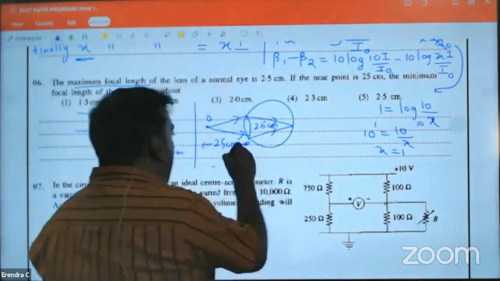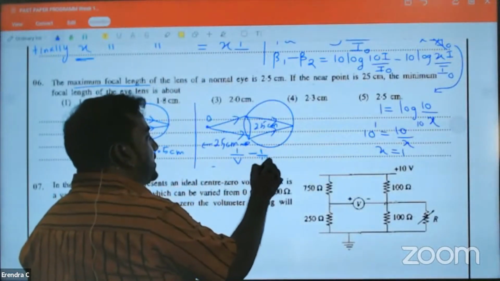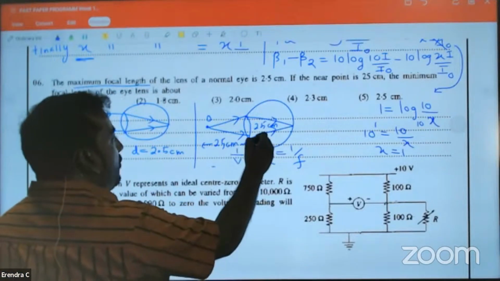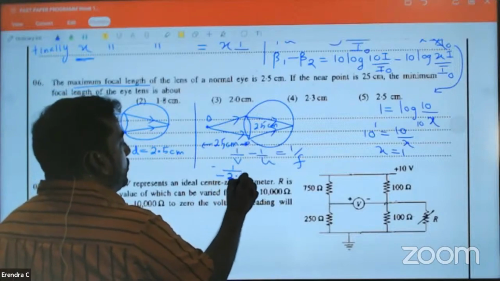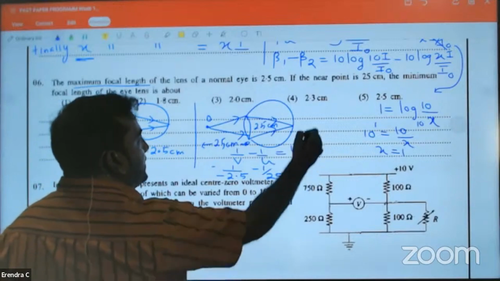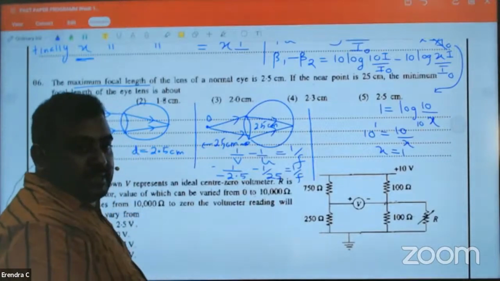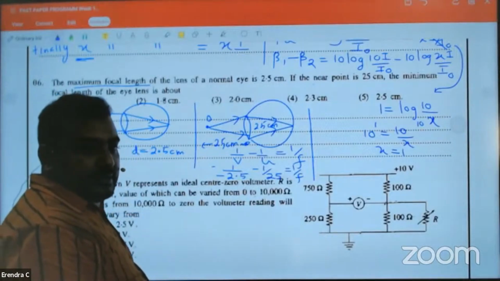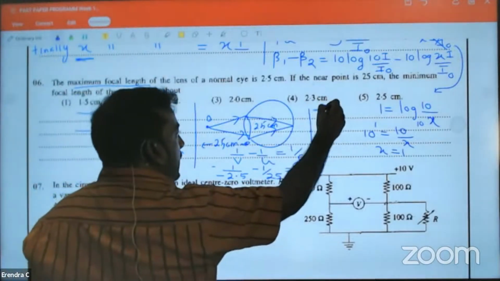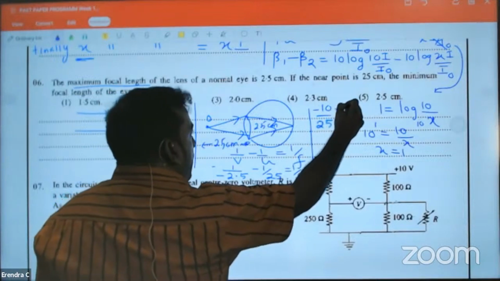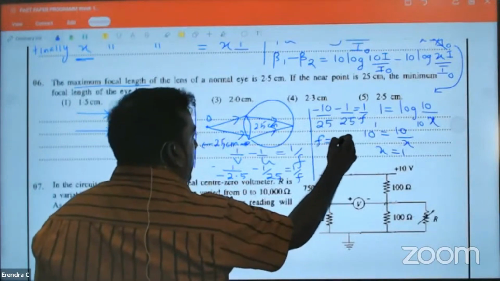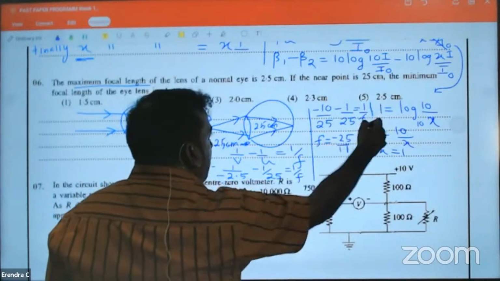Now you apply 1 over V minus 1 over U equals 1 over F. 1 over V is minus 2.5. 1 over U is 25. Focal length is F. Simplify it. 10 over 25, 1 over 25. Focal length 1 over F. F is equal to minus 25 over 11.